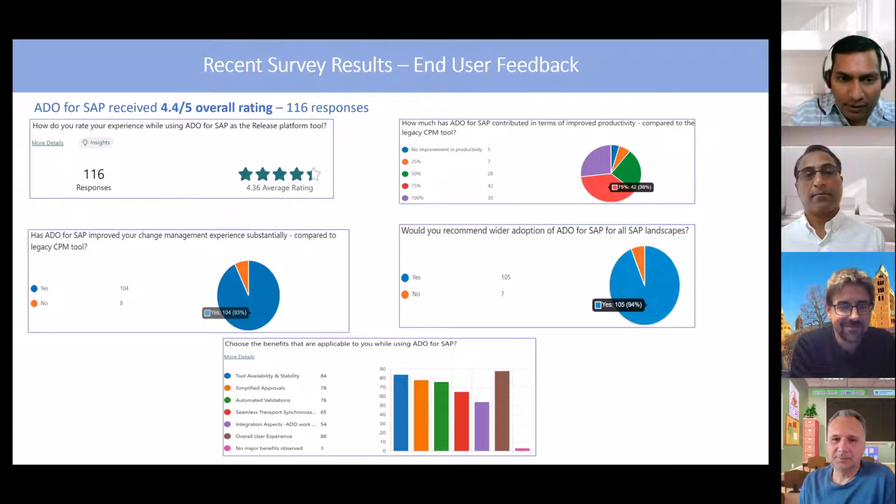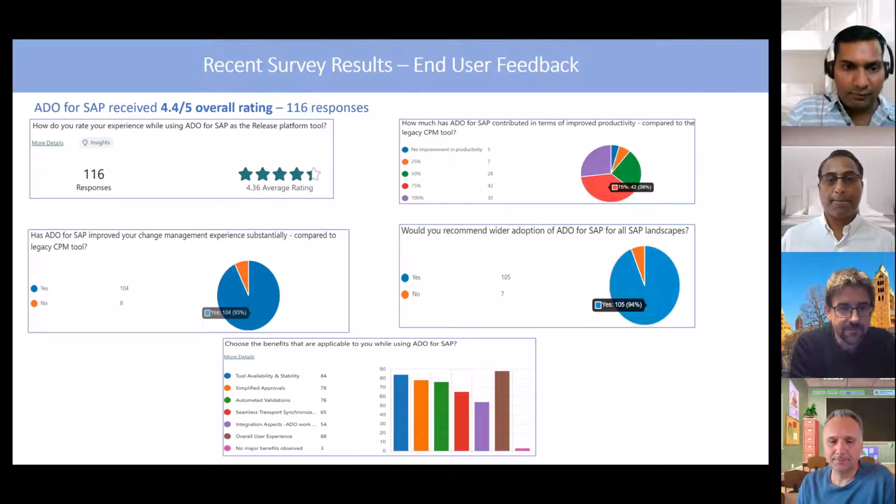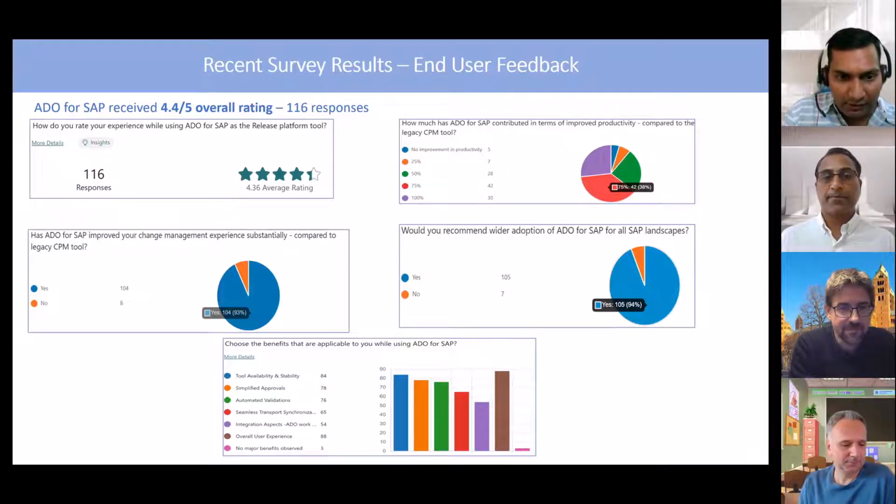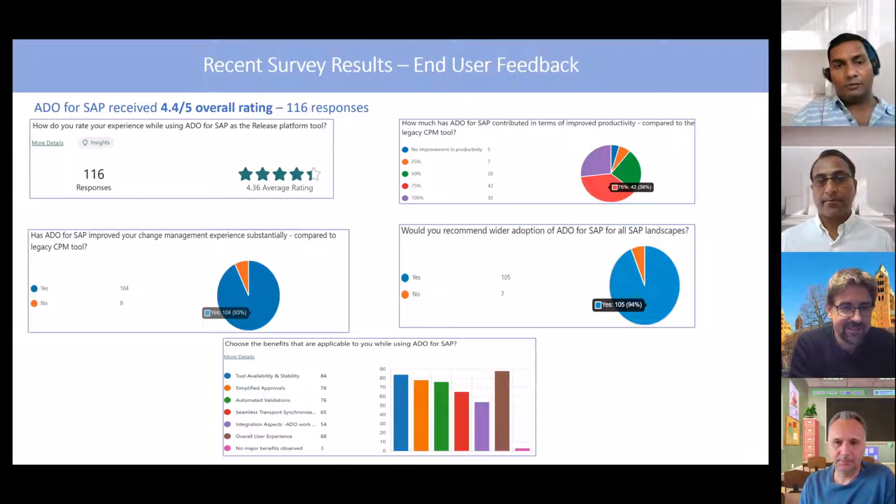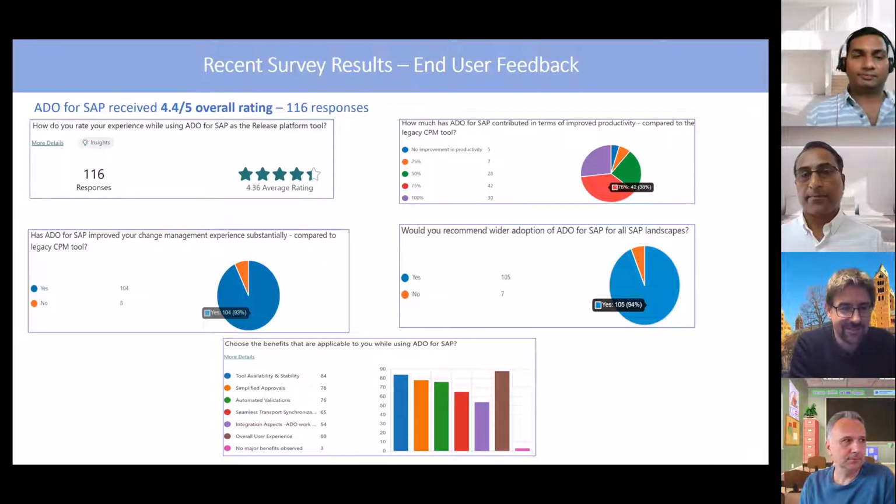And these are all the benefits. We rolled out a question saying which of these is nearest to you from a benefits perspective. Tool availability and scalability, 84 said yes. Simplified approvals, 78. Validations automation is 76. Seamless transport synchronization, 65. And integration aspects, as it connects to everything, 54. Overall user experience is about 88.